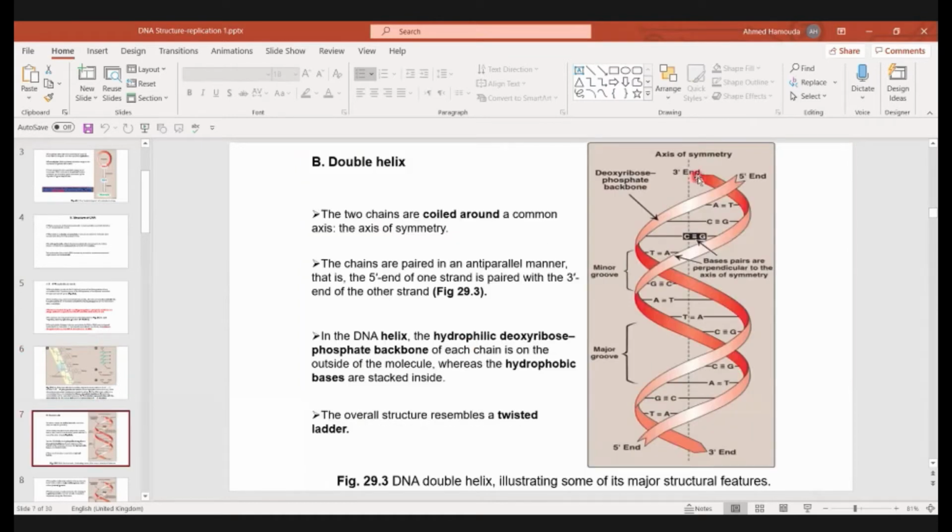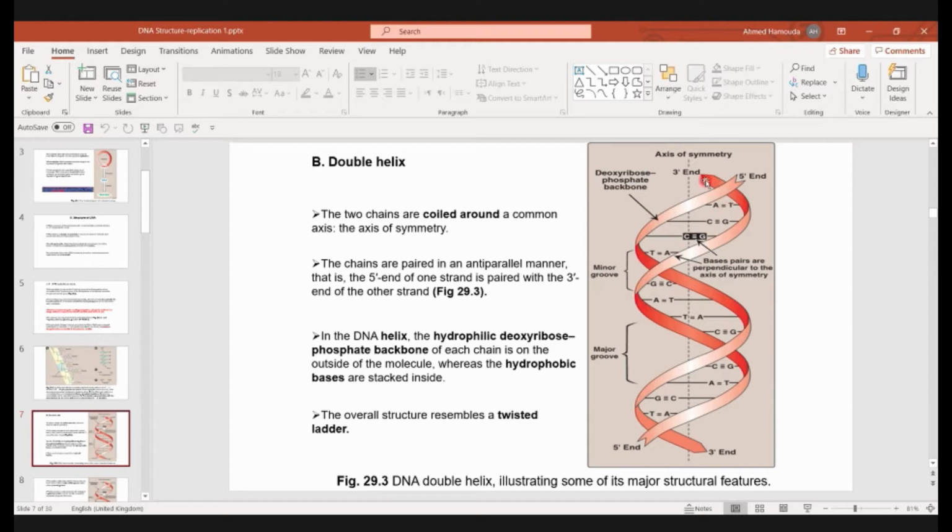Again, this is the double helix that we talked about. So the two chains. These are one chain, 5 prime, 3 prime. The second chain is 3 prime, 5 prime, and these are coiled around. It means twisted around, turned around. All these are the same terminology.